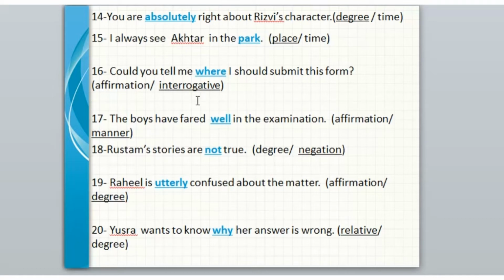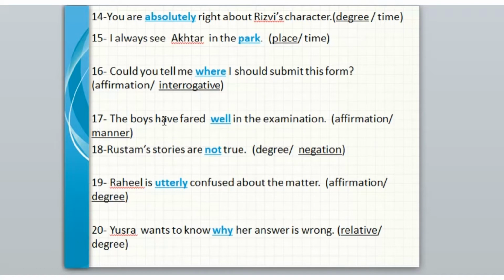Okay. Now let's come to number 16. Could you tell me where I should submit this form? The bracket says affirmation, interrogative. See, they're asking for some information and it's ending with a question mark. They want to ask where they should submit, some place they want to know. So this is interrogative. Okay, underline "where" and put a tick on top of this option, interrogative. Clear students?